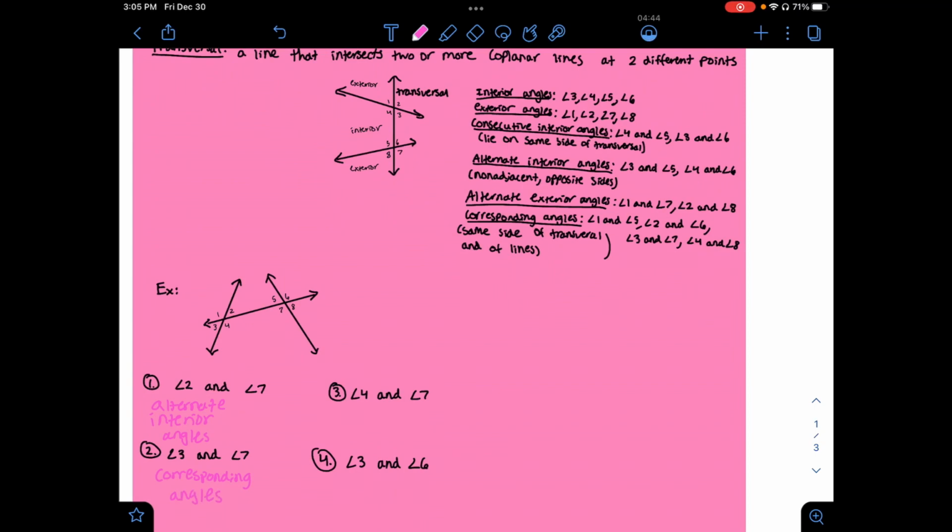Okay, our next one is angles 4 and 7. So 4 is here and 7 is here. So we can see that they're both on the interior, so it's got to be consecutive interior or alternate interior. But since they're not on opposite sides of the transversal, they're on the same side, it's going to be consecutive interior.